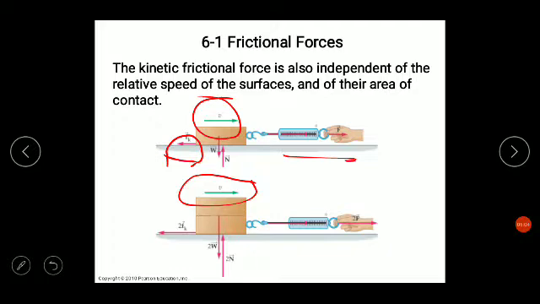Based on experimental results, kinetic frictional force is independent of the surfaces, but is dependent on the weight of the object, as you can see in the figure. As the weight of the object increases, the frictional force also increases.